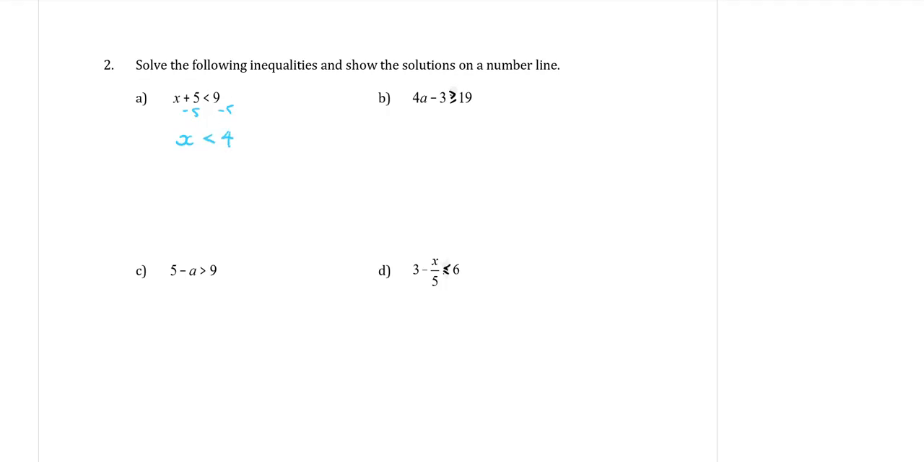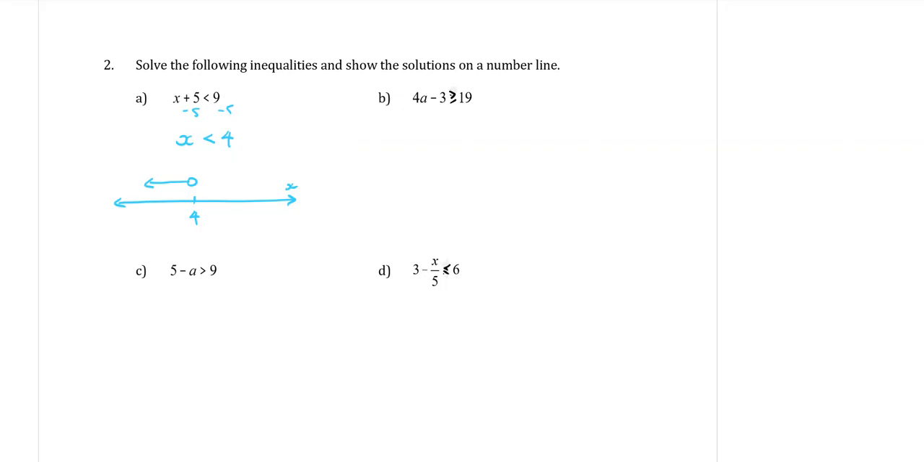So it's solved. Then to draw it, we just roughly draw a line here. 4 is our number. There's no equal sign on it, so an open circle and less than points to the left. And we're done. Oh, technically it's an x, so we should put an x there on the line.